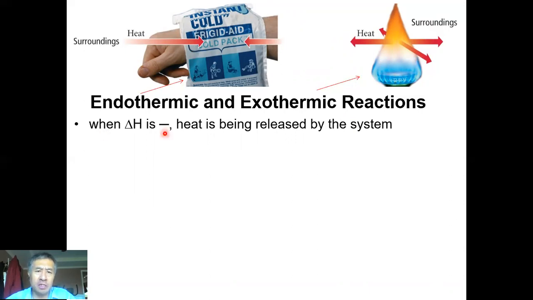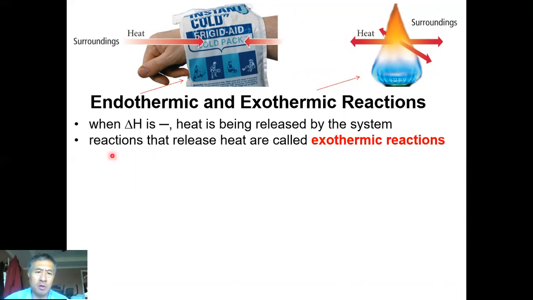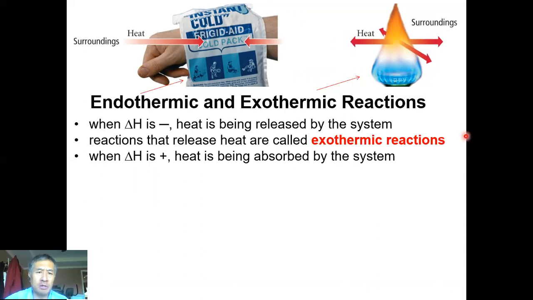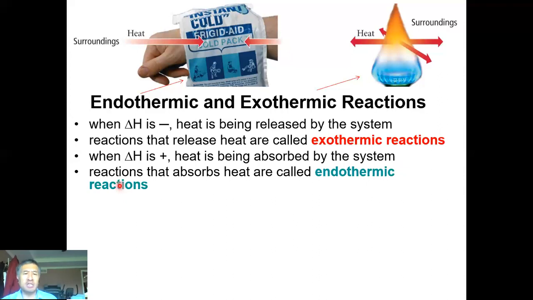When delta H is negative, heat is being released by the system. So those kinds of processes are exothermic. Or we can say reactions that release heat are called exothermic reactions. When delta H is positive, heat is being absorbed by the system. We consider a chemical reaction as a system. So reactions that absorb heat are called endothermic reactions.